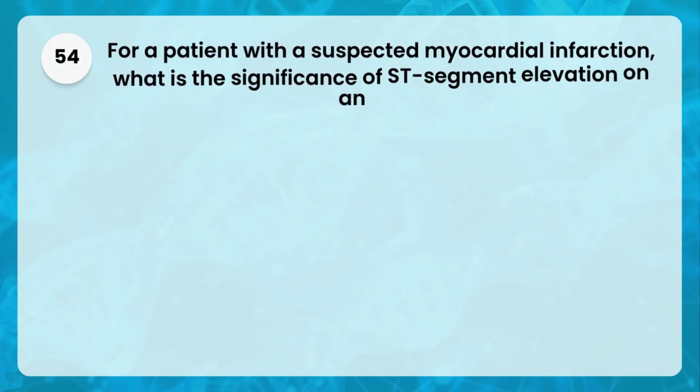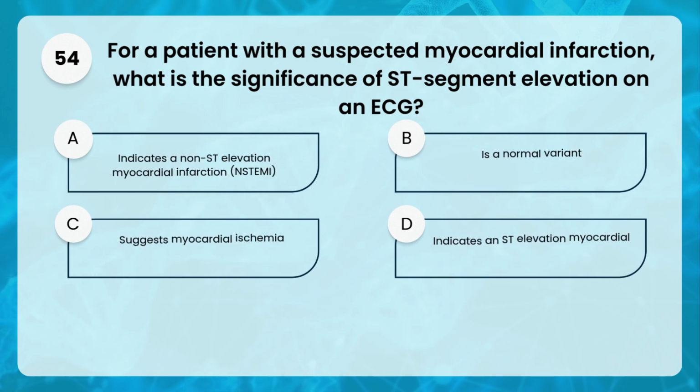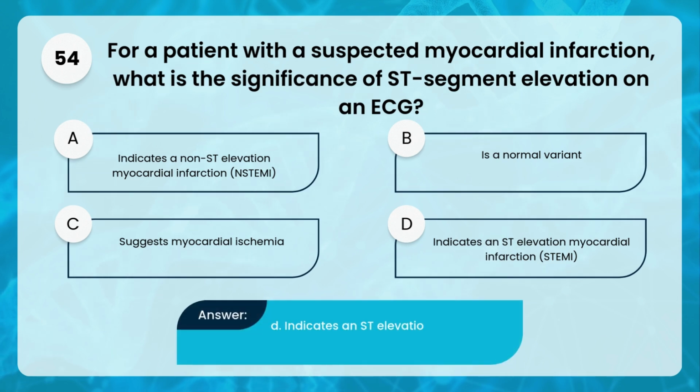54. For a patient with a suspected myocardial infarction, what is the significance of ST segment elevation on an EKG? A. Indicates a non-ST elevation myocardial infarction, NSTEMI. B. Is a normal variant. C. Suggests myocardial ischemia, or D. Indicates an ST elevation myocardial infarction? The answer is D. Indicates an ST elevation myocardial infarction, STEMI.